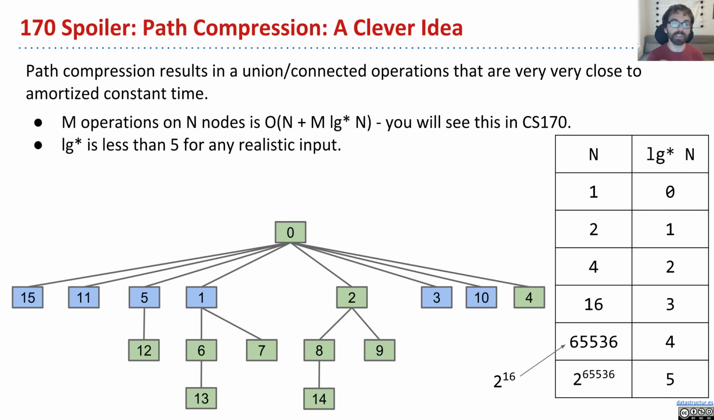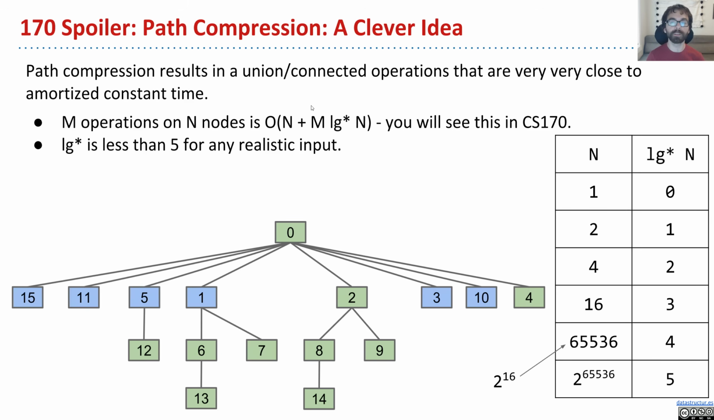But over time, they'll get cheaper and cheaper. So there's actually an analysis you can do that says that doing m operations on n nodes with this data structure will be, instead of n plus m log n, it'll be m log star of n. That's an upper bound you can make for the runtime. So what is log star?